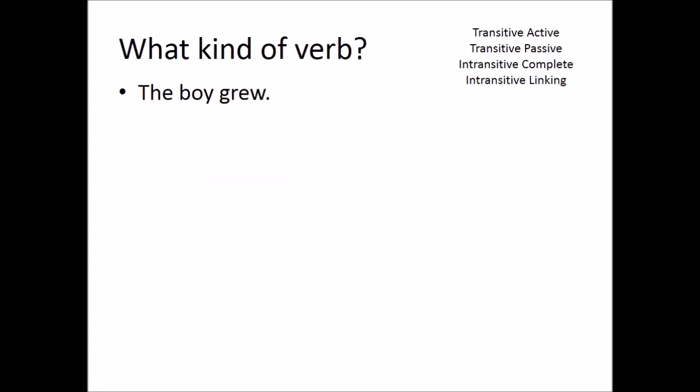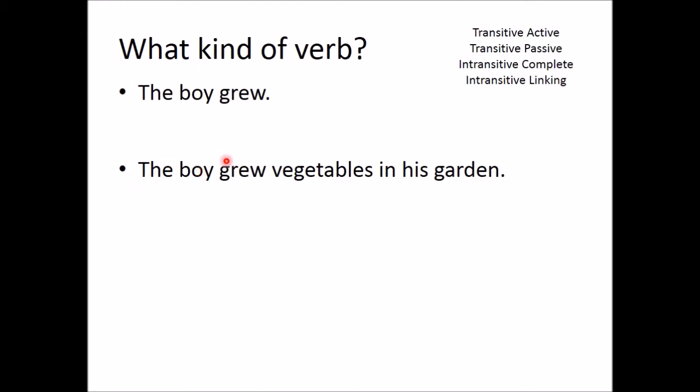Let's do some practice. The boy grew. Write down what kind of verb that is. You've got the word grow in the form of grew, the past tense, the boy grew. What kind of verb is that? Write it down. Here's another sentence. The boy grew vegetables in his garden. Again, you've got the word grew, but now it's being used in a different way. What kind of verb is that?